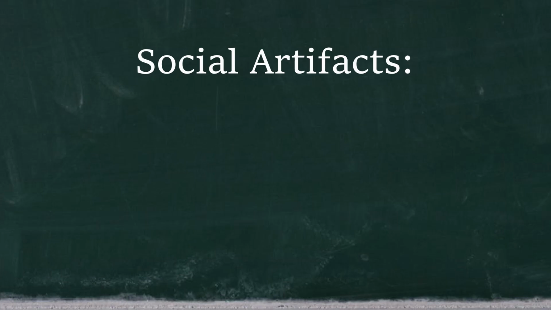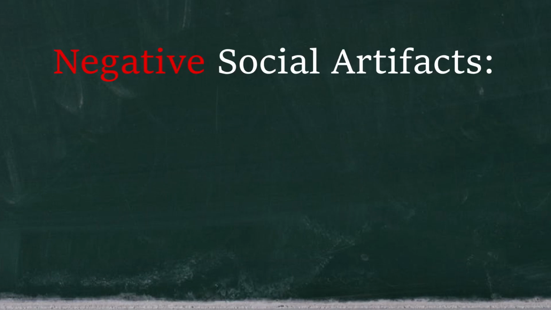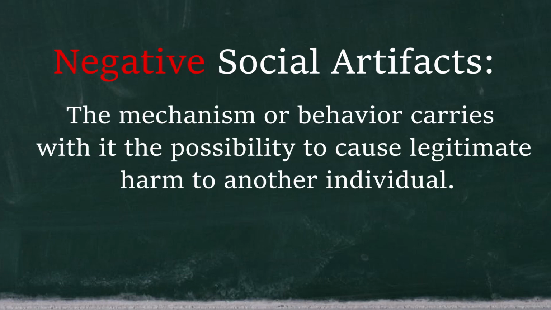I am defining social artifacts as written, verbal, visual, or other social mechanisms used to convey information from one individual to one or more other individuals. And when I say negative social artifacts, I mean in this context, the mechanism or behavior carries with it the possibility to cause legitimate harm to another individual. In this video, I am going to go over an analysis of negative social artifacts to determine when we ought to remove any particular negative social artifact from any given social system.